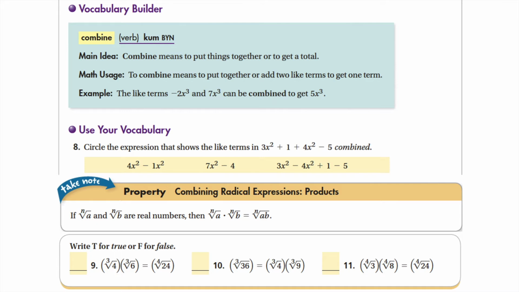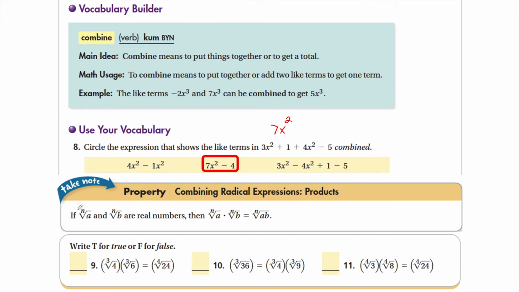Circle the expression that shows the like terms in 3x squared plus 1 plus 4x squared minus 5 combined. Well, essentially, you're just going to, like it said, combine like terms. So we have the positive 3x squared and the positive 4x squared, giving you a total of 7x squared. And right then and there, there's only one answer for that. But just to make sure, we have a positive 1 minus 5, which sure enough would be negative 4.